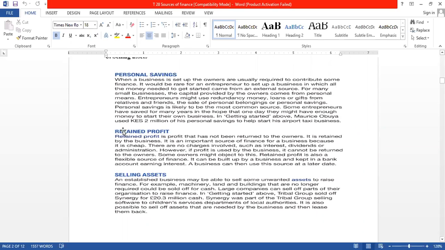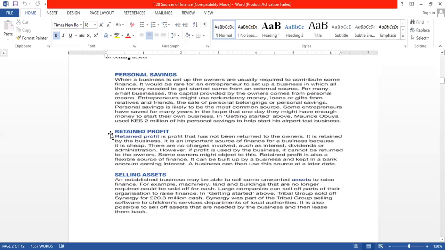However, the main disadvantage of retained profit is that objections can come from other shareholders who don't like to use their retained profit, because once you use it, it cannot be recovered. Moreover, another disadvantage is that sometimes the available retained profit is not sufficient. Retained profit is the same as personal savings. Sometimes it is also not enough for the project.